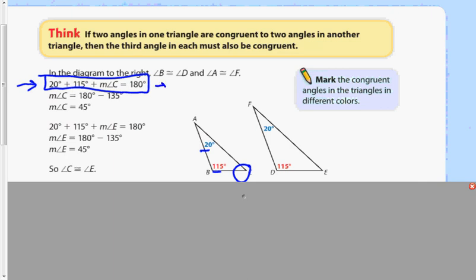Because they skipped a step here, I'm going to show that 135 plus the measure of angle C equals 180. We know to solve for something, like the measure of angle C, we have to, in this case, since it's adding 135, subtract 135 from both sides. And that's what they showed in the next step, then 180 minus 135, and that gets you 45 degrees. So that means our angle C is a 45 degree angle.